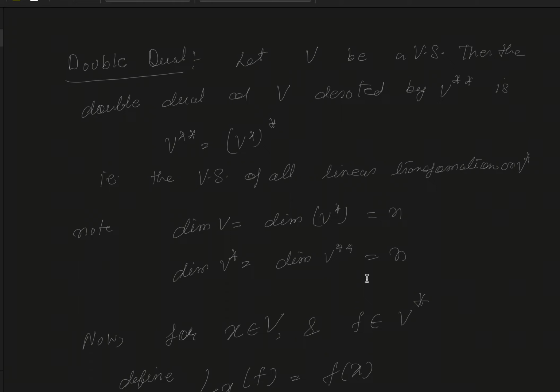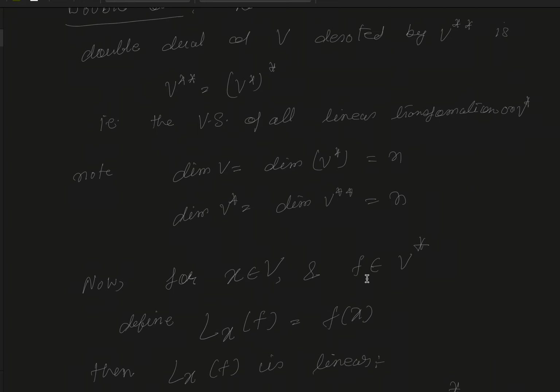And also it is easy to see, since the dimension of V equals the dimension of V star equals n. Similarly, since the dimension of V and the dimension of V star, that is, the dimension of V and its dual, were the same, the dimension of V star and its dual, that is the dimension of V double star, will also be the same, that is n.